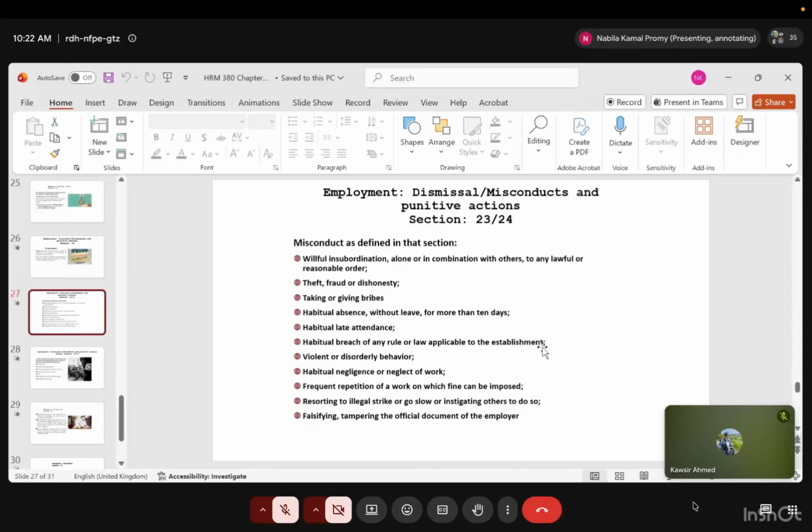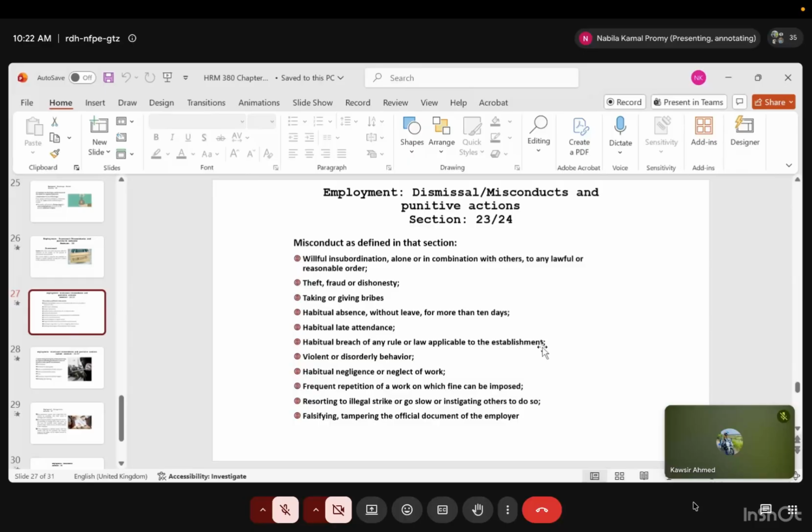Next, theft, fraud, and dishonesty. If the employee gets involved in any kind of theft, money laundering, or any kind of fraud within the company, the company has the right to instantly dismiss the employee. Or let's say taking or giving bribes. I believe you already understand what taking or giving bribes means. So in that case, the company can dismiss an employee. Or habitual absence without leave. If you disappear from the office for 2 days without properly taking leave and do not come to the office, in that case, the employer can dismiss the employee. Habitual late attendance.